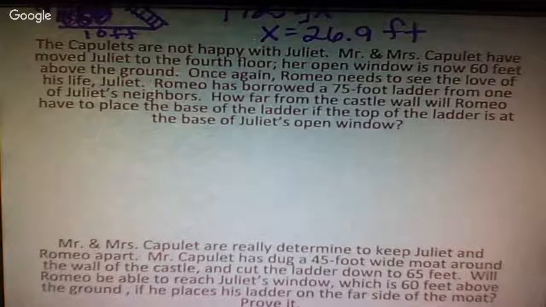Don't be loud if it's not right. But it is. You're still using the Pythagorean theorem. Why'd you mess up? Oh, you put it in the wrong spot. All right.